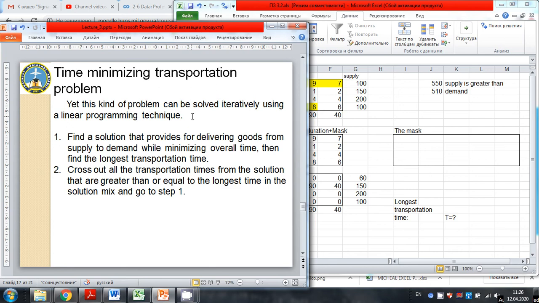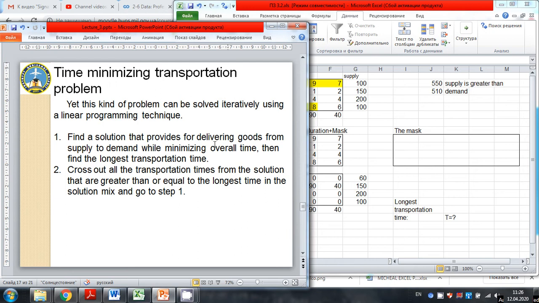We just need to repeat two simple steps. Find a solution that provides for delivering goods from supply to demand while minimizing overall time, then find the longest transportation time. As we found the longest transportation time, we cross out all the transportation times that are greater than or equal to the longest time in the solution mix, and go to step 1. Again, we find a solution that provides for delivering goods from supply to demand while minimizing overall time, then find the longest transportation time. And again, cross out this time.